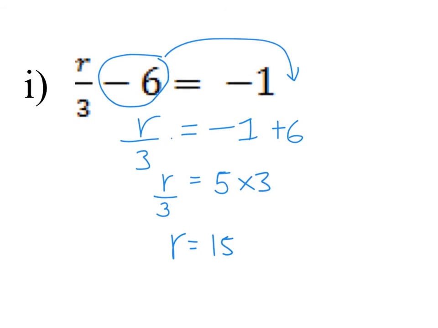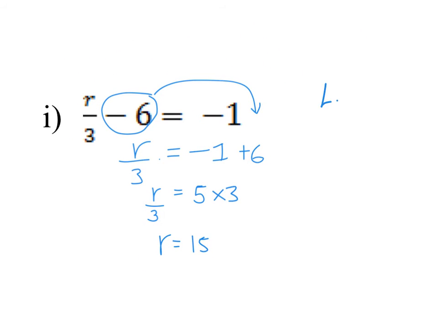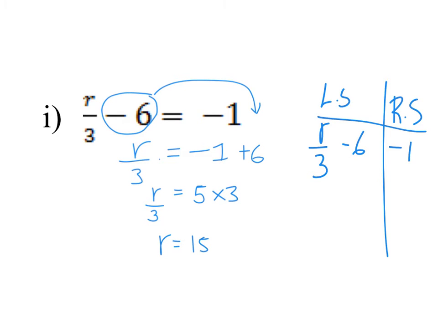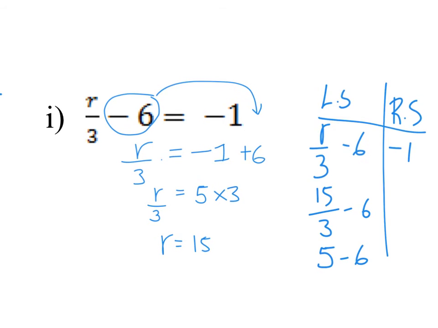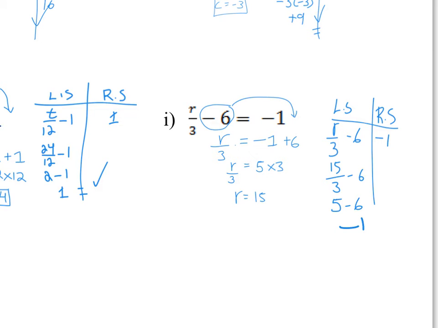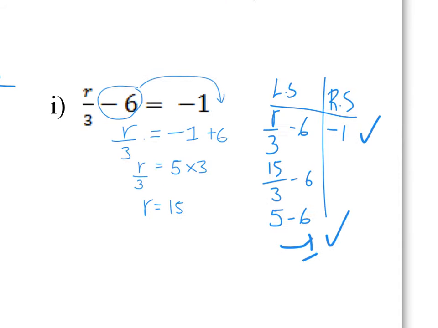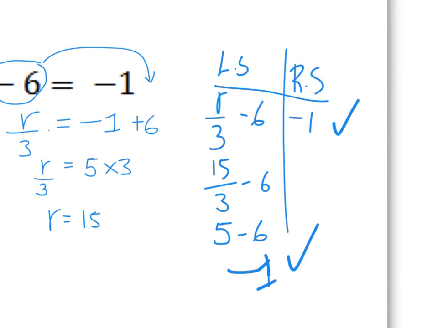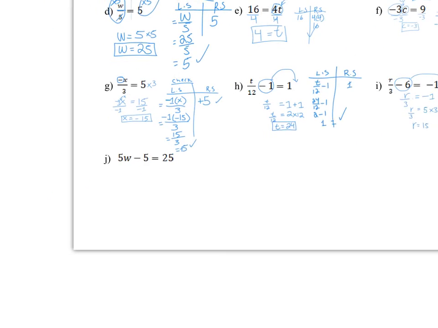And again, we can choose to check this work. So on my left side, I'm going to say r over 3 minus 6. On my right side, I've got a negative 1. R we said is 15, so 15 over 3. 3 goes into 15 5 times, minus 6. 5 minus 6 is negative 1. So the left side and right side are equal at negative 1. And we've solved for our r value.